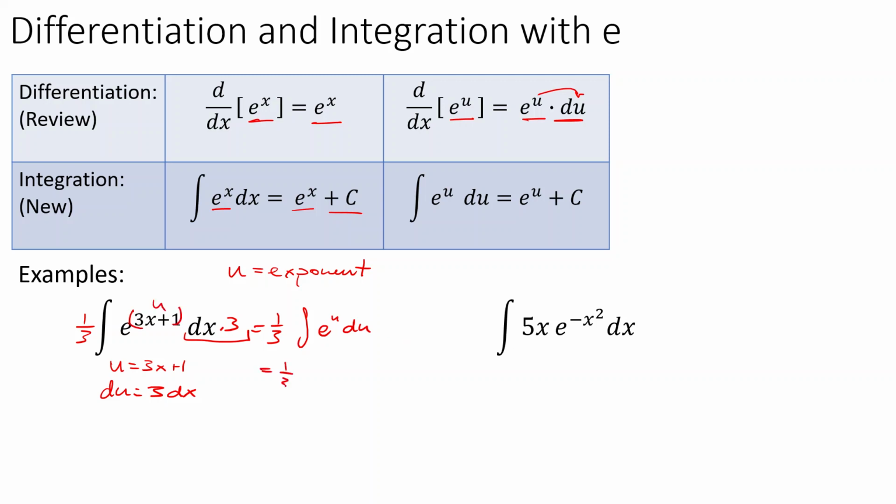So we get 1/3 e to the u plus c. The integral of e to the u is just e to the u. And then we plug back in our x's. So 1/3 e to the 3x plus 1 plus c. And there we go. All done.